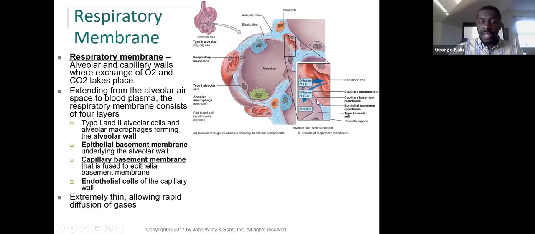Okay. The second layer is going to be the basement membrane, the epithelial basement membrane of the alveolus. Okay. The next layer is the capillary basement membrane. And so the capillary basement membrane is going to be attached to the epithelial basement membrane. And the last layer is the endothelial walls of your capillaries. Okay. So there's 4 very, very thin membranes. So the respiratory membrane as a whole is very thin. Because it's so thin, we have very easy, very rapid exchange of gases, very rapid diffusion of oxygen and carbon dioxide across this respiratory membrane.